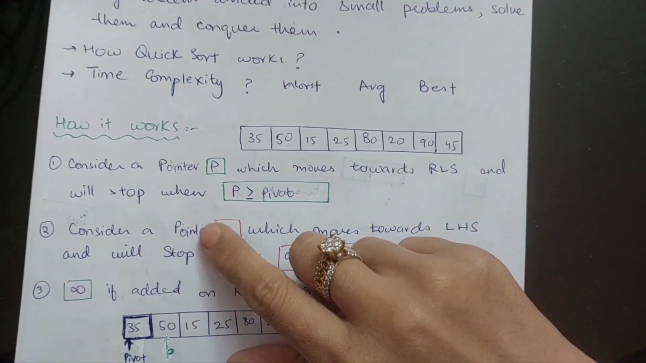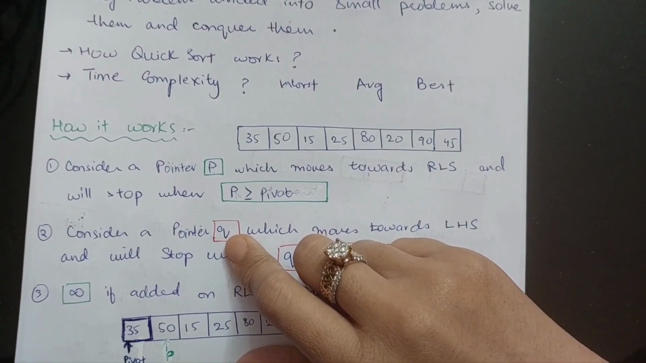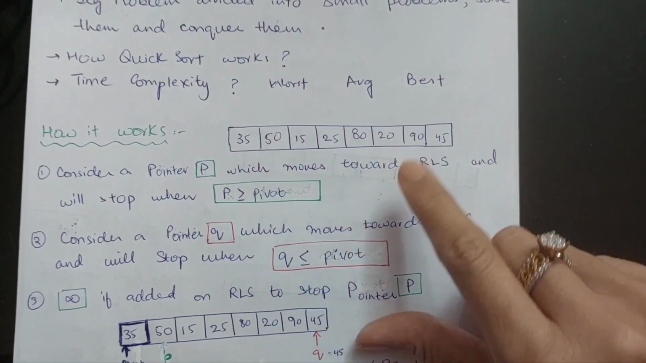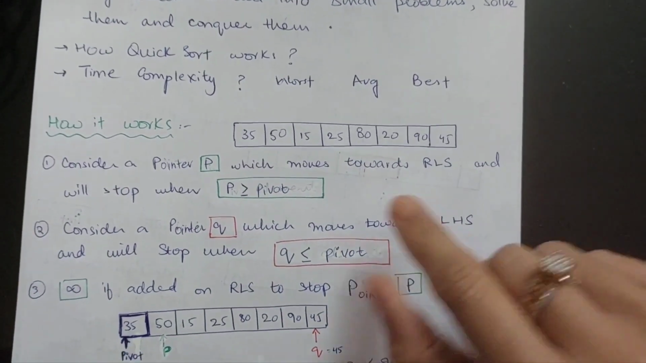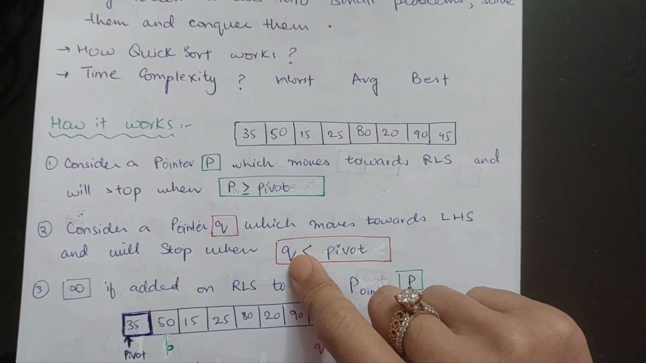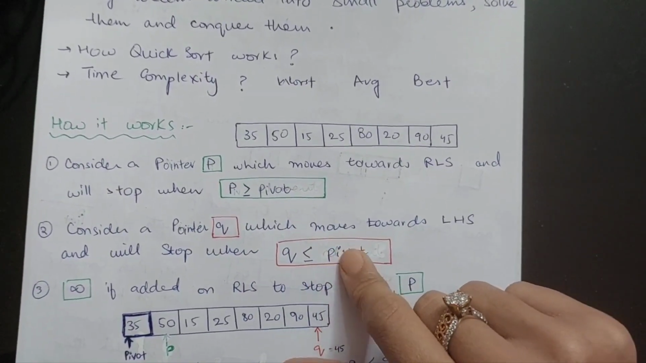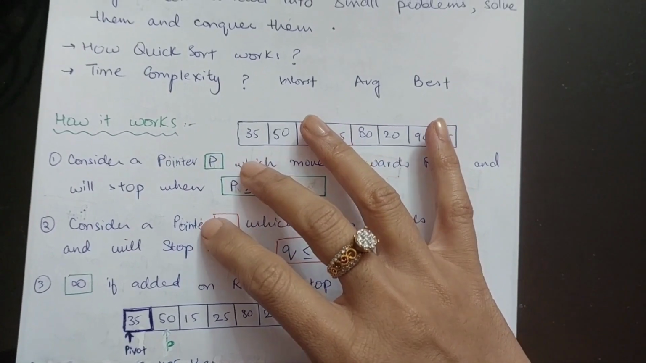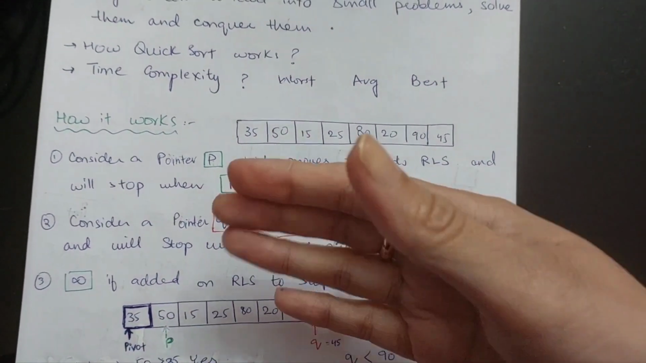Similarly there will be another pointer whose name will be q, and this pointer will move from here to this side. It means that it will move toward the left hand side, and it will only stop when the value at the q pointer is smaller than or equal to the pivot. These are the two very important points which we are going to use throughout this example to implement this algorithm.